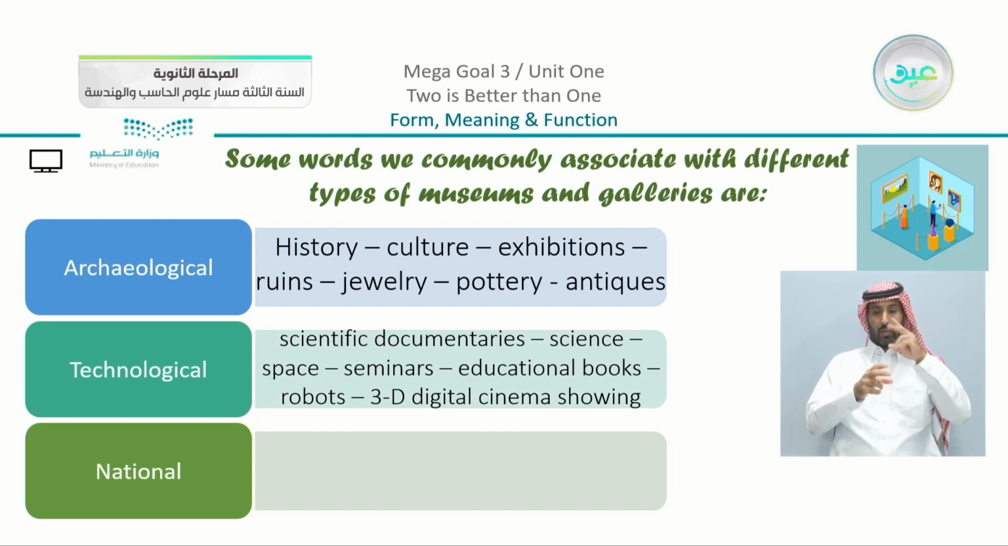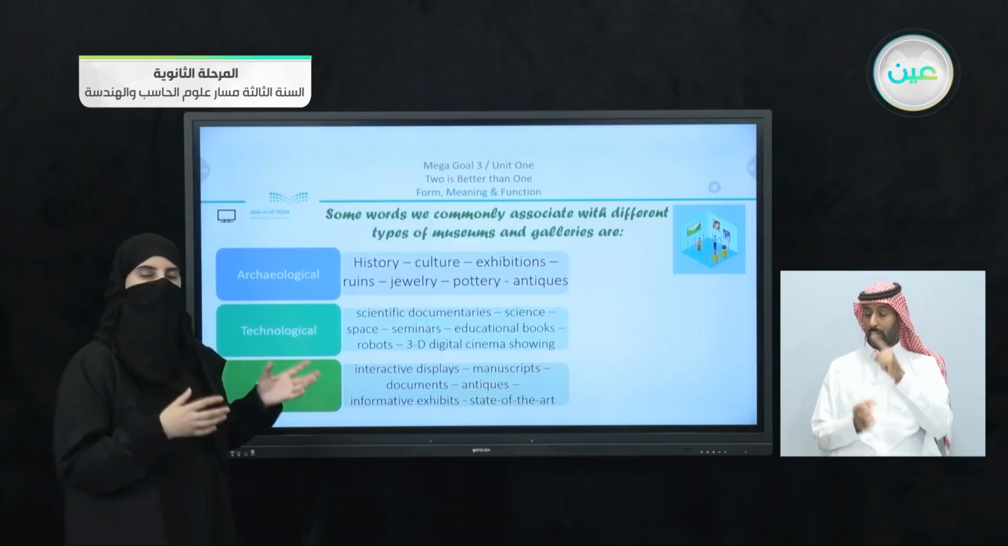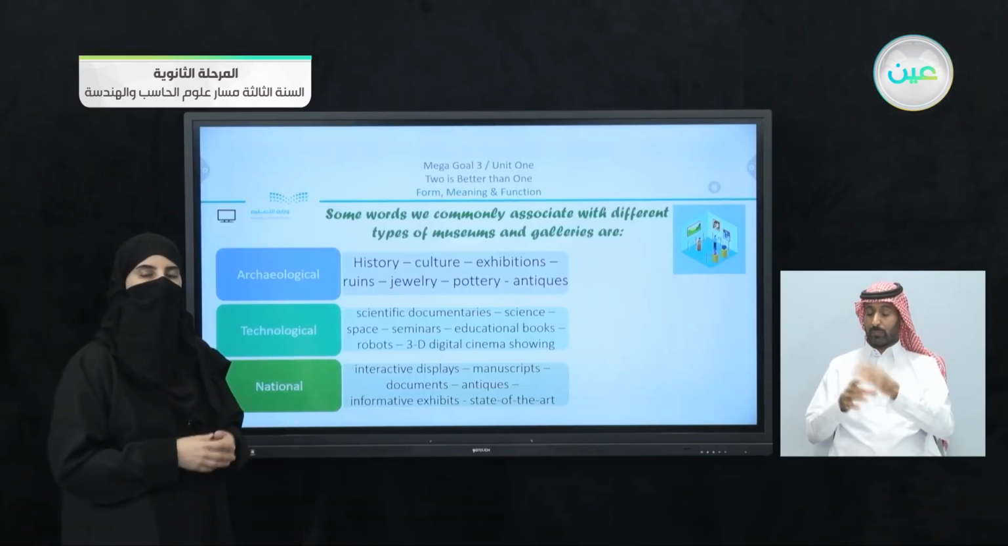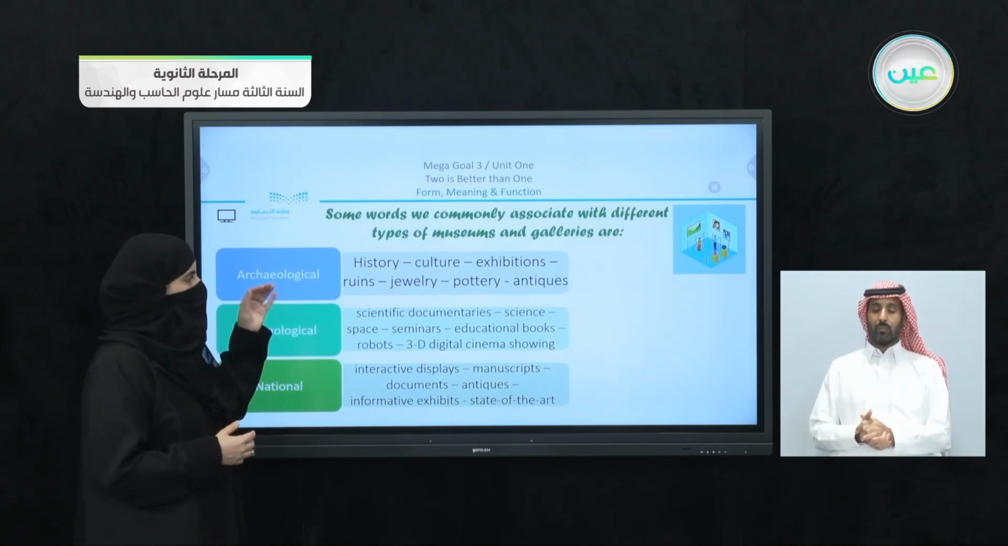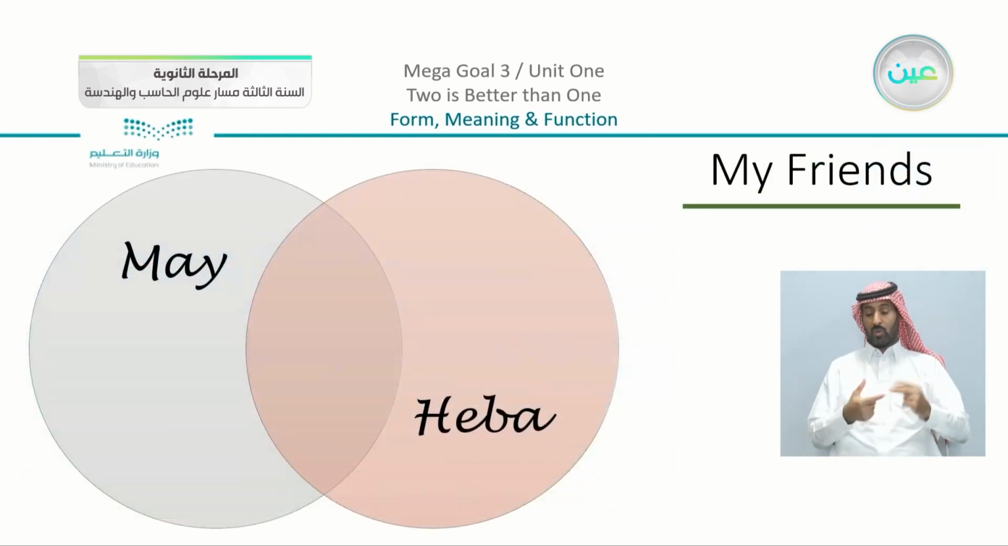We come to the last kind, which is national museums or galleries. Now, what are the words that are connected to them? We have here interactive displays, manuscripts, documents, antiques, informative exhibits, state-of-the-art. Now, all of these are words that are connected to national museums or national galleries. So we have here, these are 3 different types. We can see that there are words that are connected, which are interesting to know.